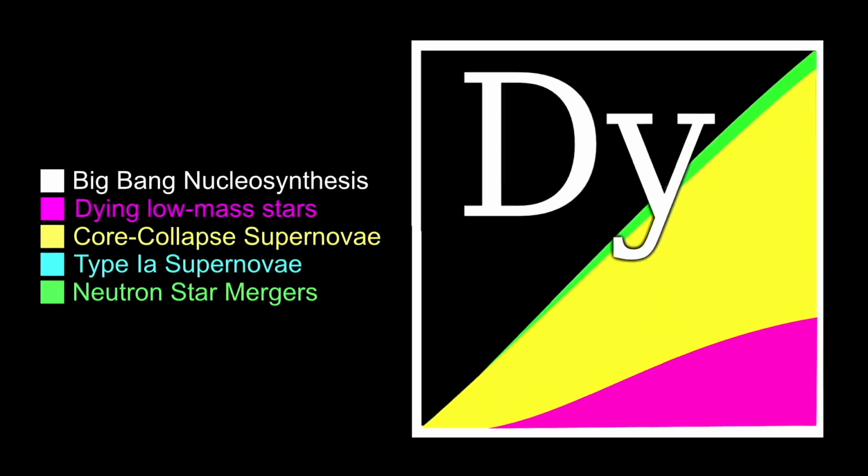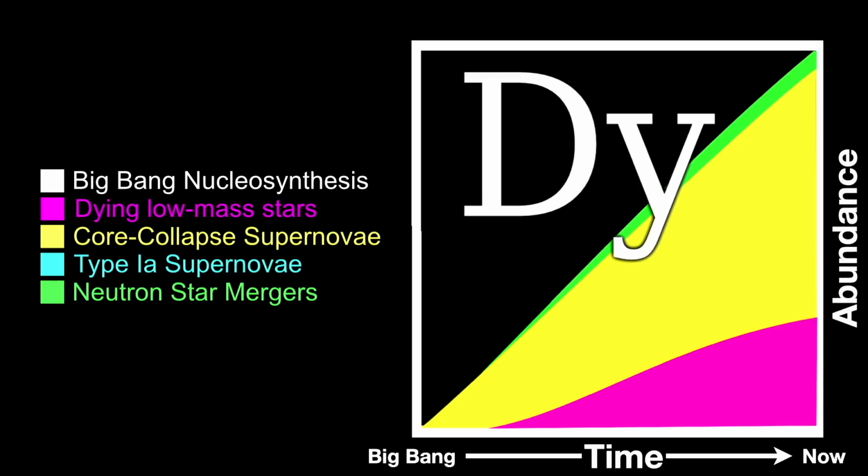The horizontal axis of this square represents time from the Big Bang to now. The vertical axis shows the proportion of dysprosium created by various processes. The majority of dysprosium present today is believed to be produced in supernovae, the yellow area. About 1/6 is produced in dying low-mass stars, the magenta area, and a small amount, that green sliver on the top, is produced in neutron star mergers.